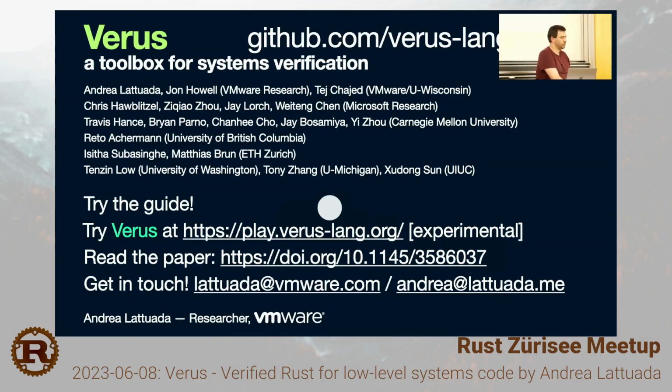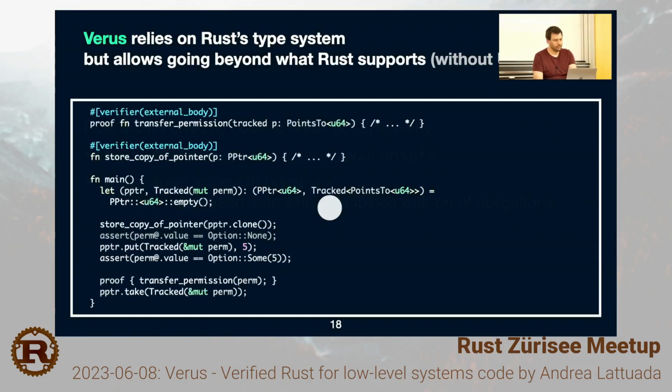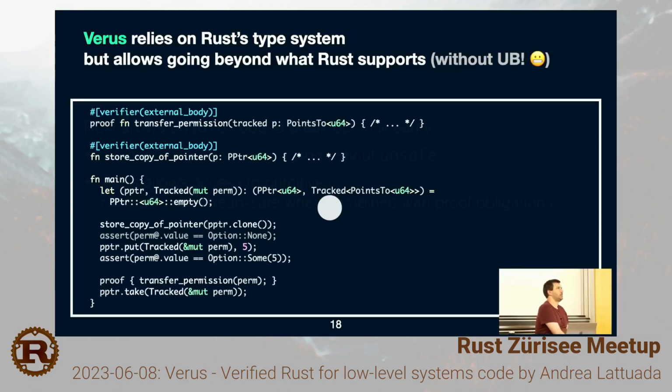Thanks for the talk. I was really curious about this PPtr thing. So you know about GhostCell? Yes. So is this more general? I'm trying to understand. Is this because you can transfer the permissions in the proof? Is this the idea?